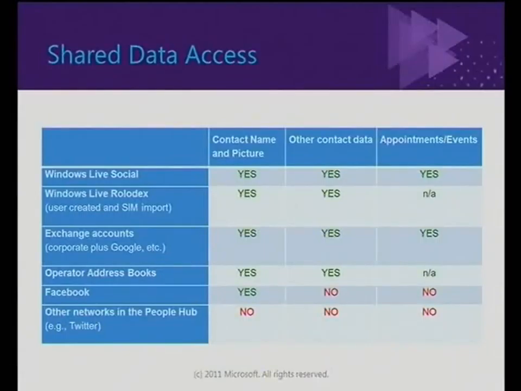So with shared data access comes some responsibilities for us for the phone and for you, the users of those APIs. So you get read-only access to the contacts and appointments. If you want to add stuff into it, you've then got to use the launchers and choosers. So by default, you get full access to Windows Live Social, the Live Rolodex, Exchange accounts, and operator address books.